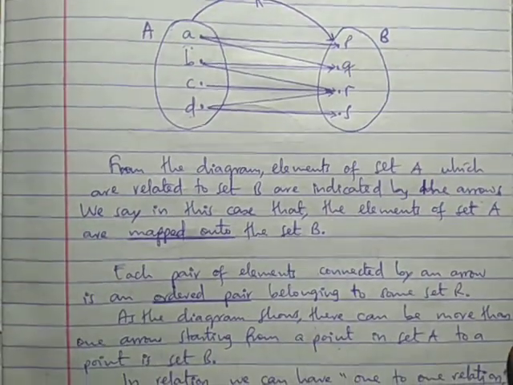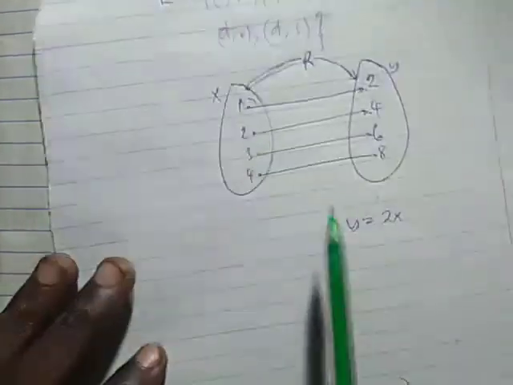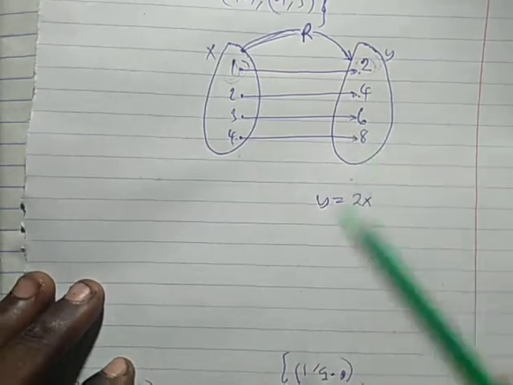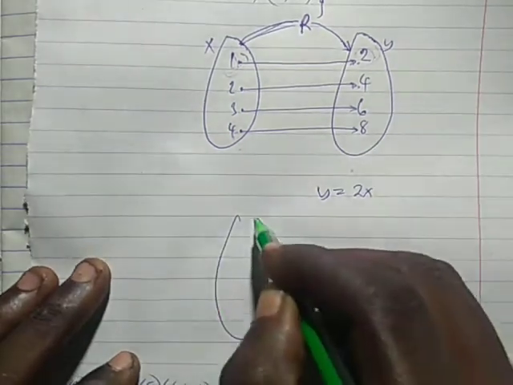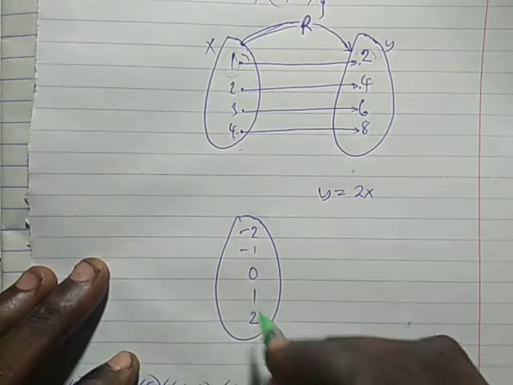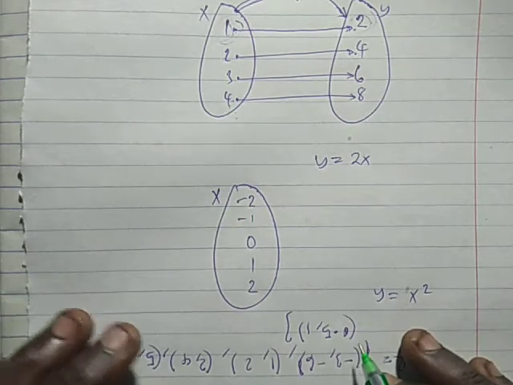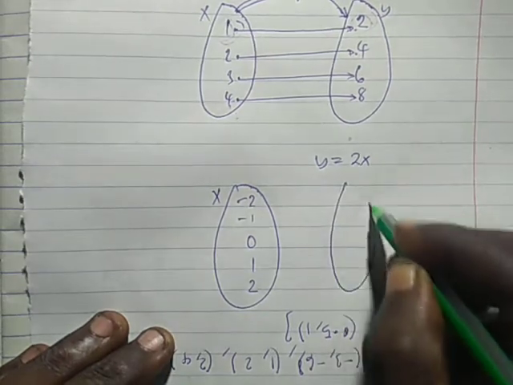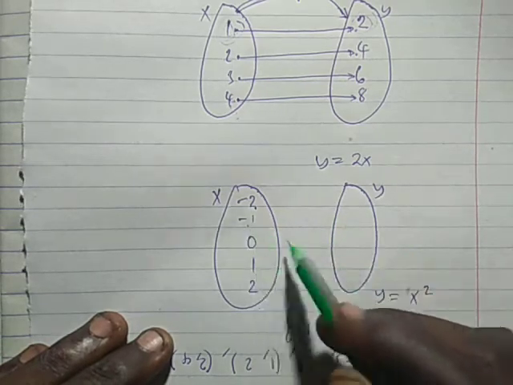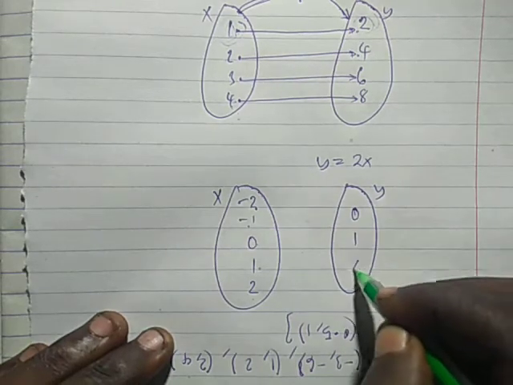But we may also have many to one. Many to one is a relation where more than one member of this set give arrows to one member on the other side. For example, let our set have the numbers -2, -1, 0, 1, 2. This is the set of x, but y is equal to x squared. So when we draw set y, x squared, squaring -2 gives 4, squaring -1 gives 1, this gives 0, this gives 1, this gives 4. So it is the same as saying 0, 1 and 4.